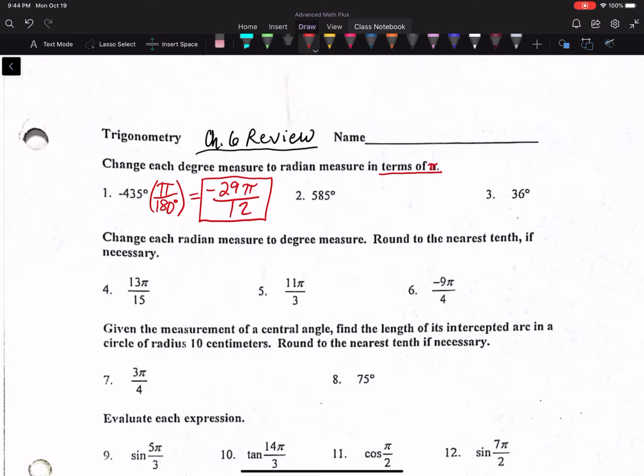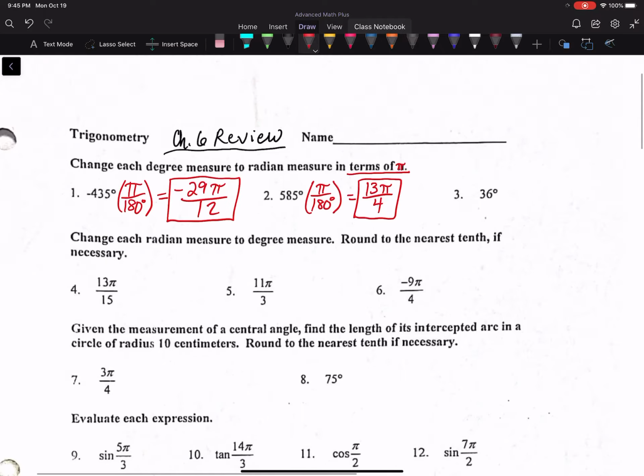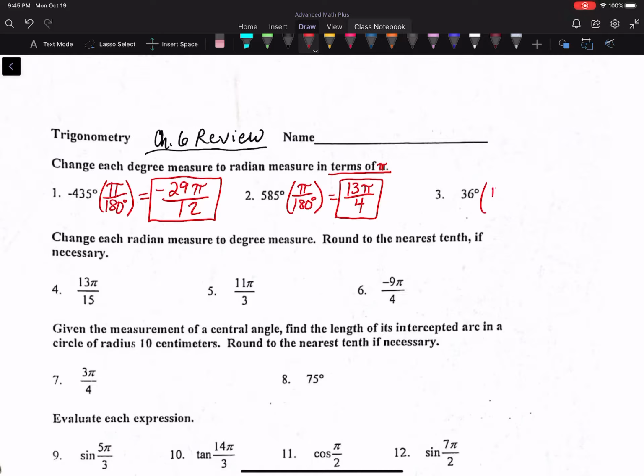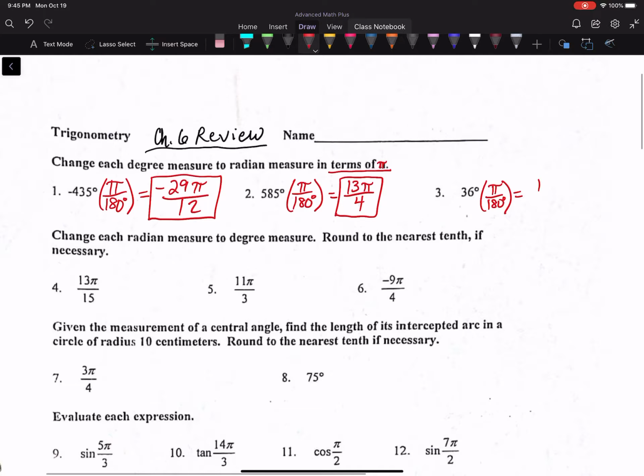Okay, same thing on number 2. We're going to multiply by pi over 180. Again, 585 divided by 180, math, enter, is 13 pi over 4. And last but not least, 36. If you multiply it by pi over 180, and again, you just do 36 divided by 180, math, enter, you will get 1/5 pi, which is basically just pi over 5.